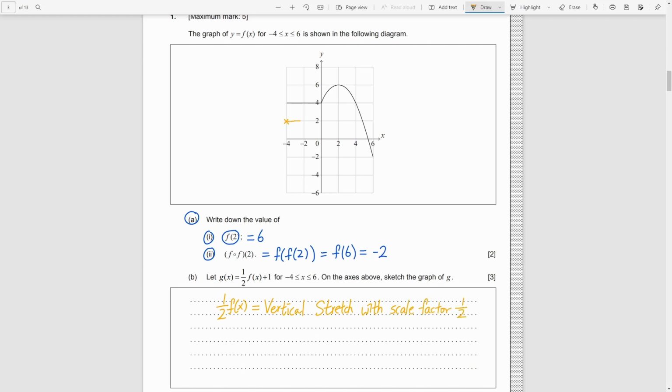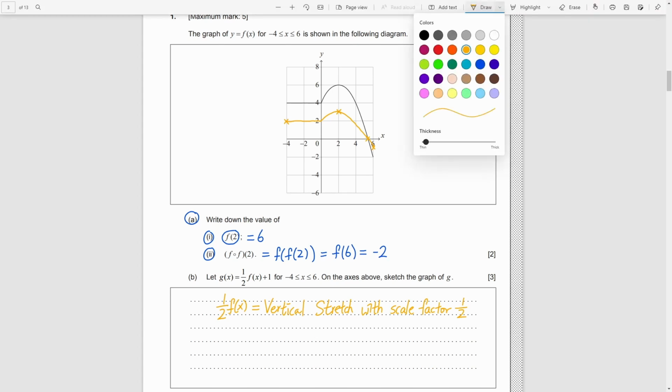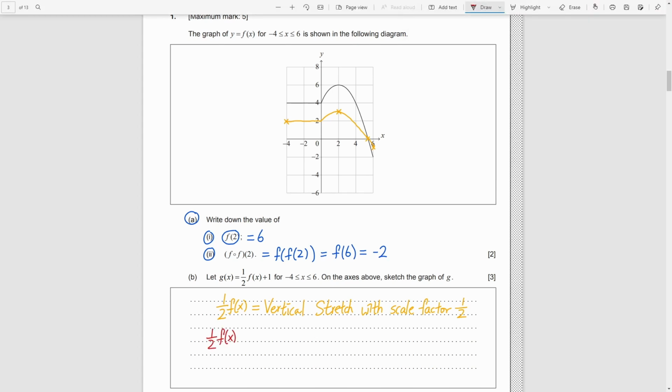That means the distance between the x-axis and all the points of the function f will be half. Distance 4 becomes 2, 6 becomes 3, 0 stays 0, and so on. After the first change, we need to add 1 to the function. That means move the line up by 1 unit, and we get the final answer.